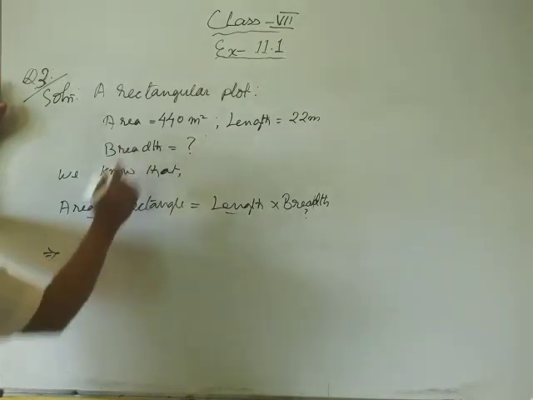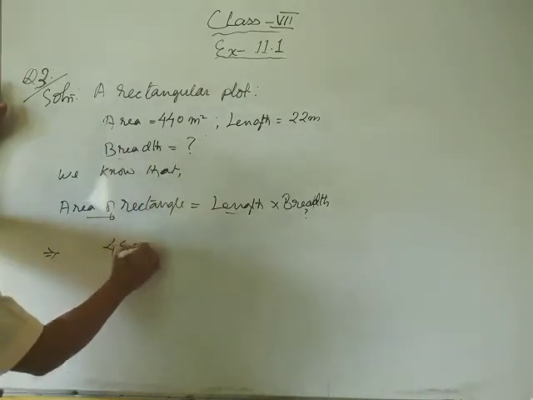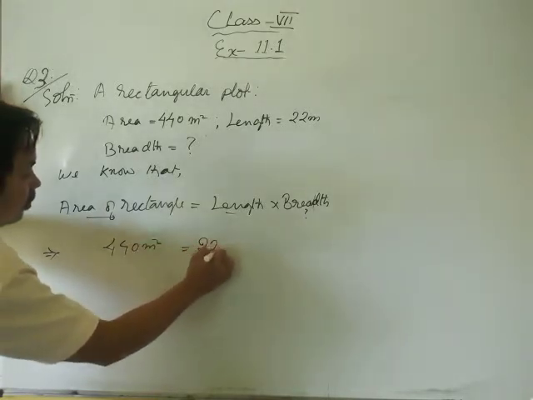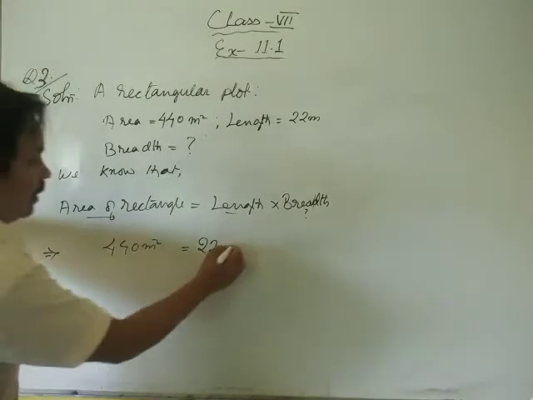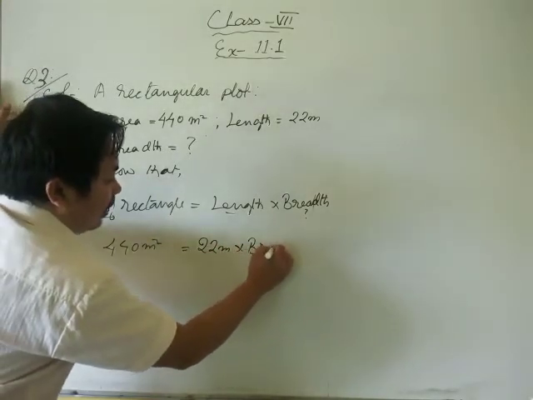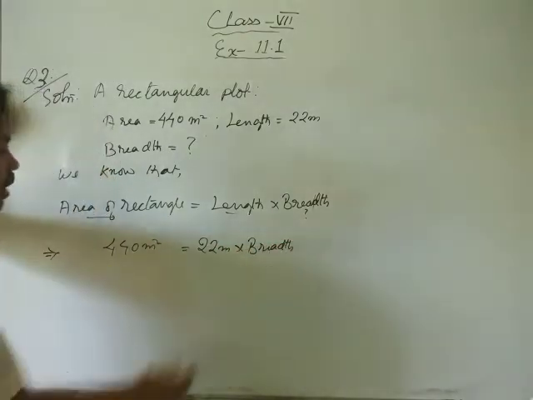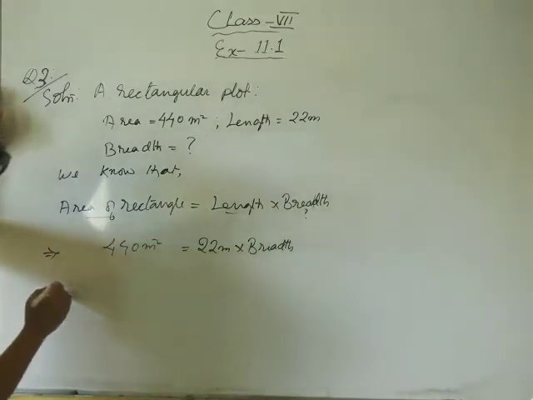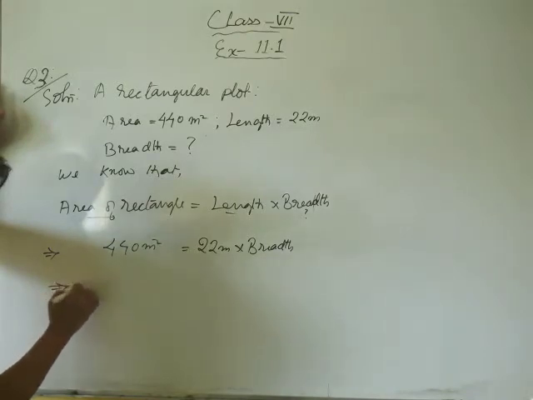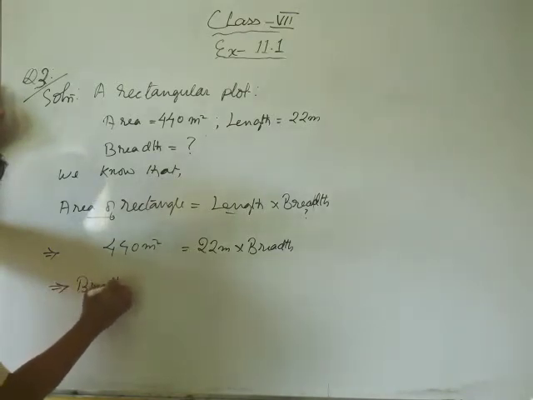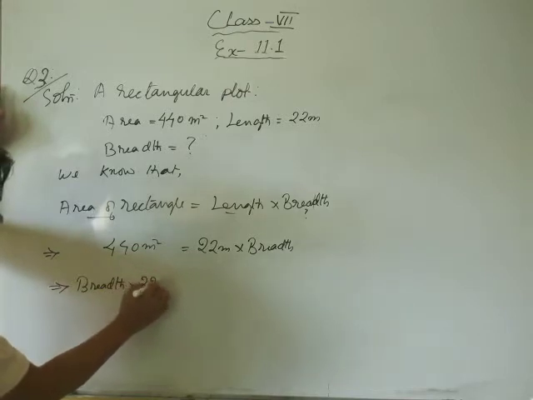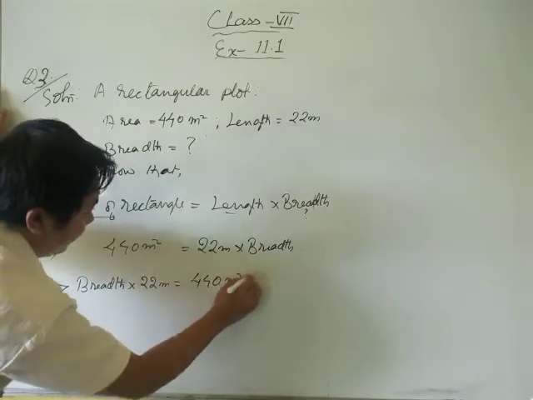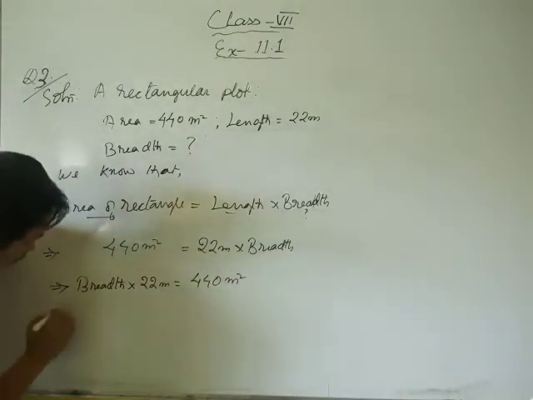area, how much is the area given here? 440 meter square is equal to length, how much? 22 meter, isn't it? And into breadth. This breadth we are going to find out. So I'll write this part on this side and this on the other side, just extending the side. Breadth into length is equal to the area, isn't it? Yes. Now we are going to find out the breadth.